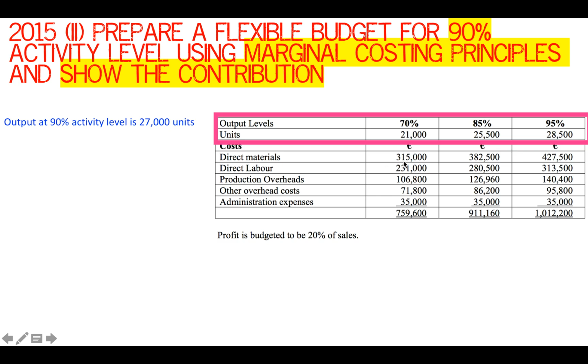If we divide each one of these figures by the number of units, we should get the same amount of euros per unit. So for direct materials, if you want to stop the video and get your calculator out and divide the figures here by the amount of units, so 382,500 by 25,500, 427,500 by 28,500, you should get €15 per unit across the board. Direct labour, €11 per unit.